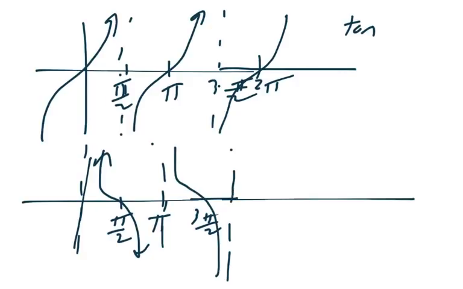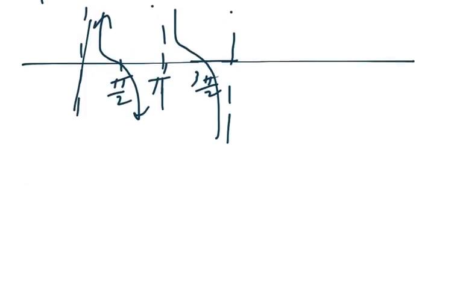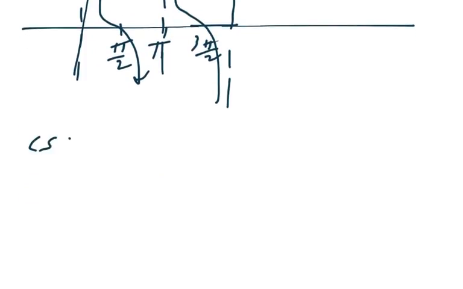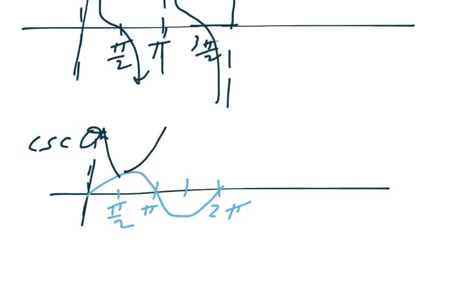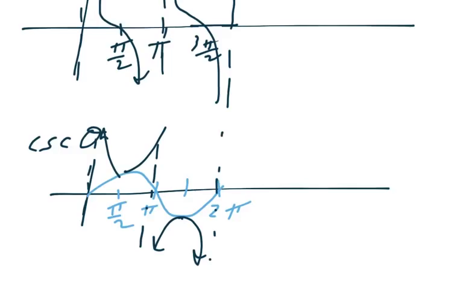Alright. So cosecant of theta, if the sine goes like this, I'll do the sine in blue, pi, 3 pi over 2, pi over 2, 2 pi. Cosecant goes like this, with asymptotes at 0 and pi, and down like this, with an asymptote at 2 pi.